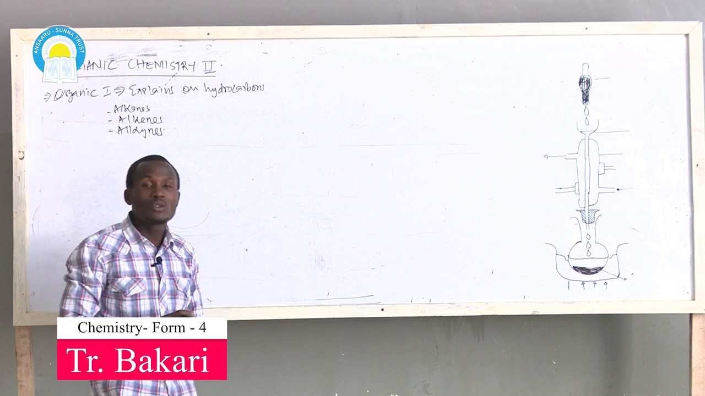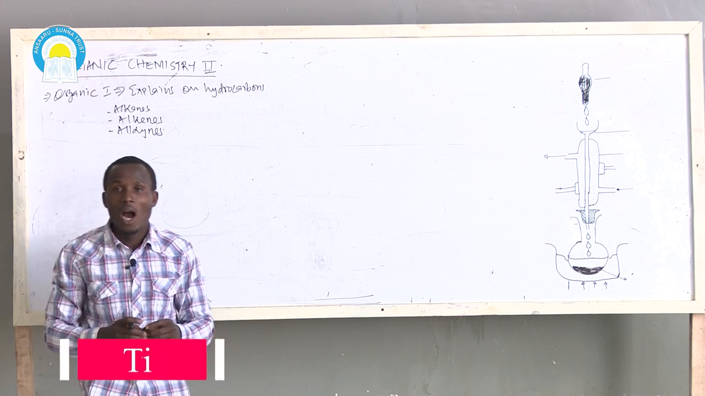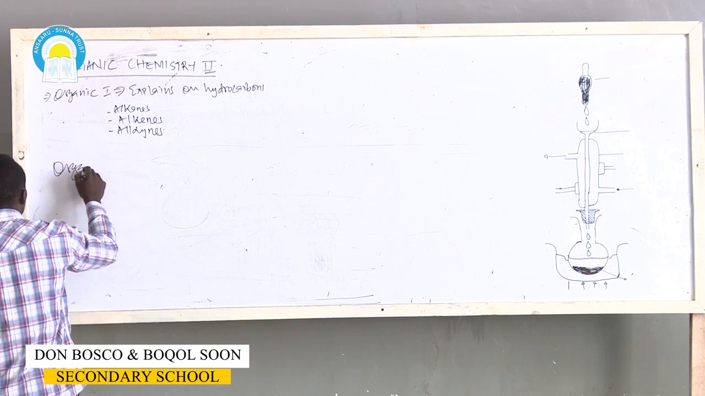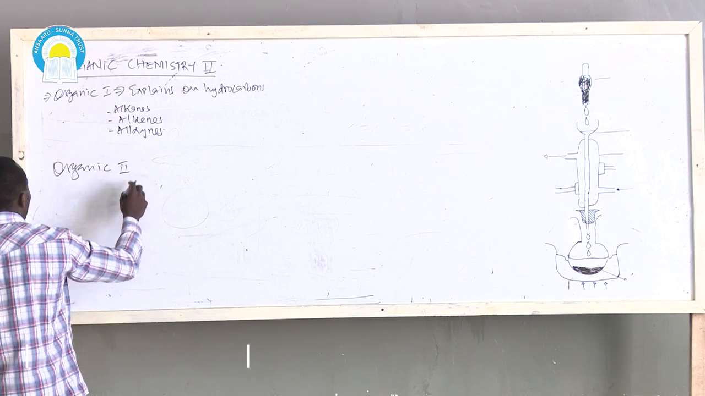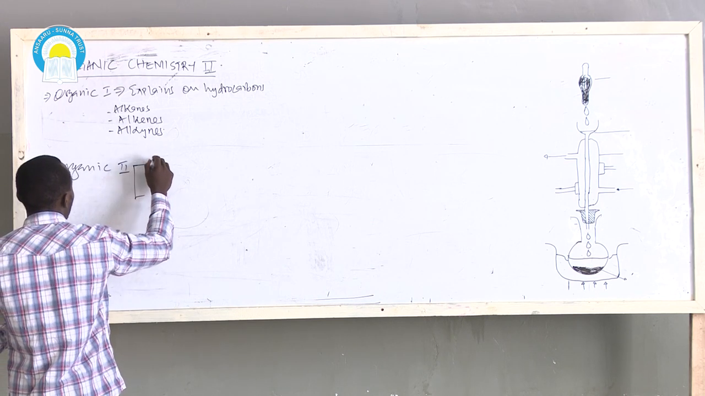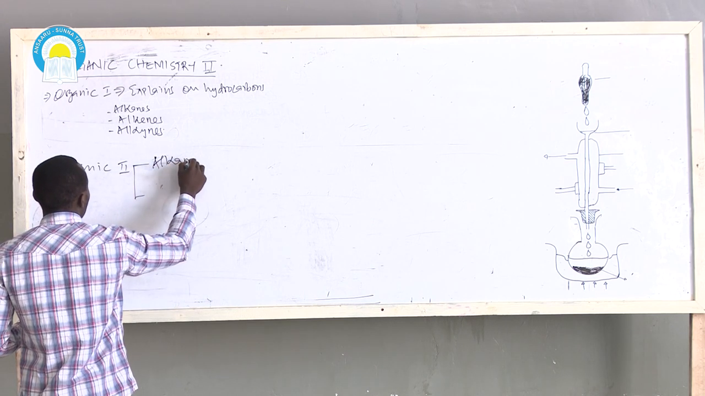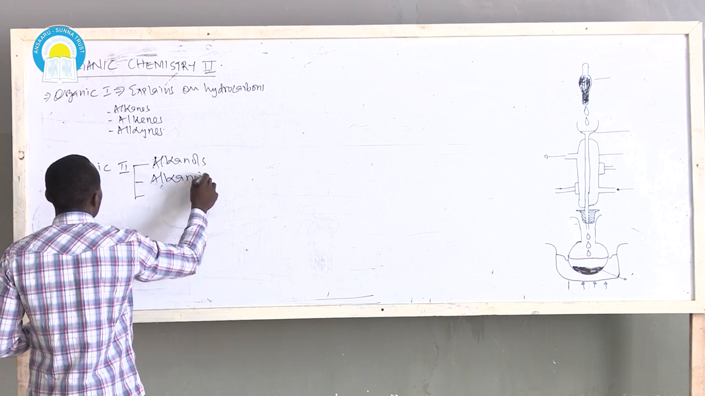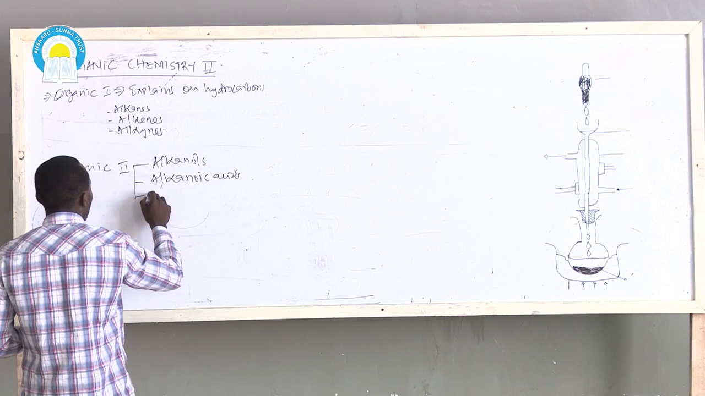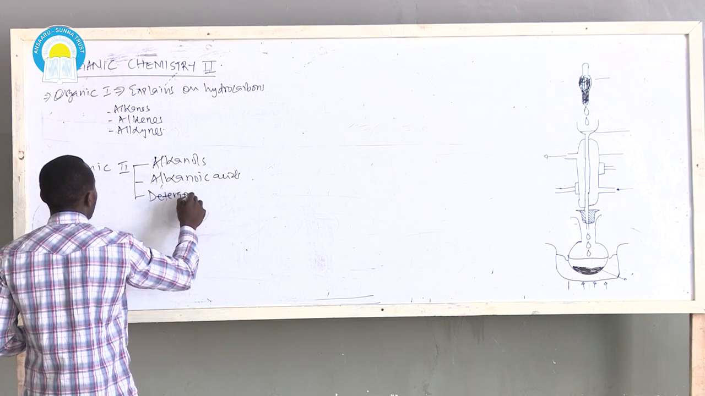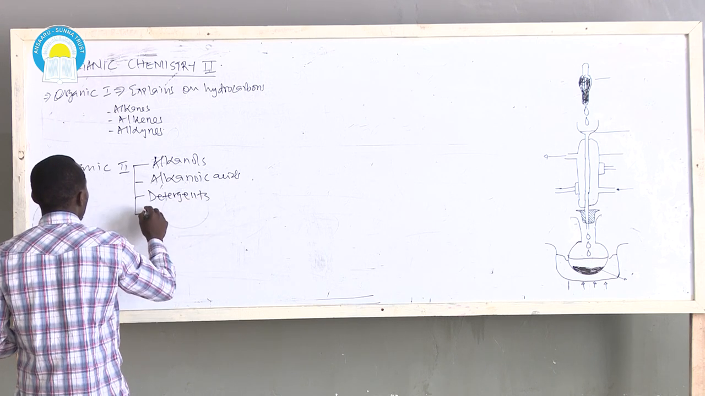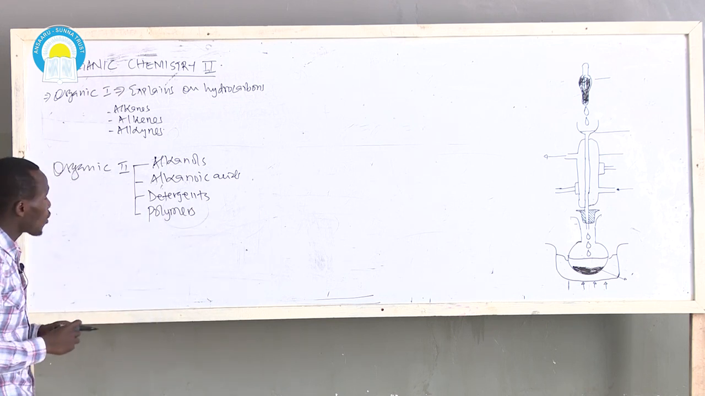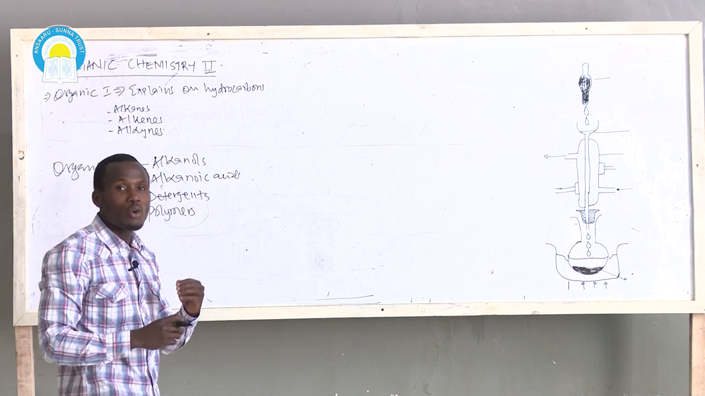organic chemistry 2, which deals with the compounds made of carbon, hydrogen, and oxygen. So in organic 2, we are going to check on alkanols, alkanoic acids, detergents, and lastly the polymers. So those are the compounds that we're going to check when it comes to organic 2.